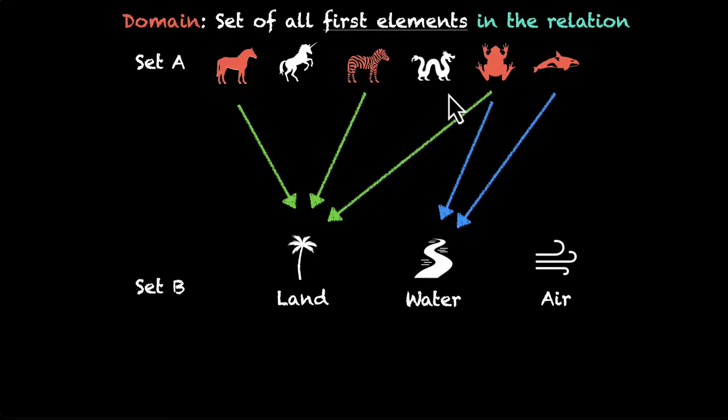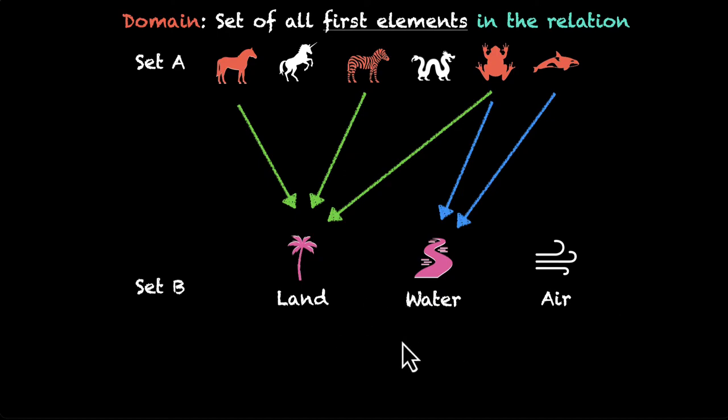We have the unicorn and the dragon as well, but we're not going to take them. We're only going to talk about the elements that are in the relation. So that's the definition of domain. And what about set B? We have land and water. These 2 are related. Air is not related in this example.